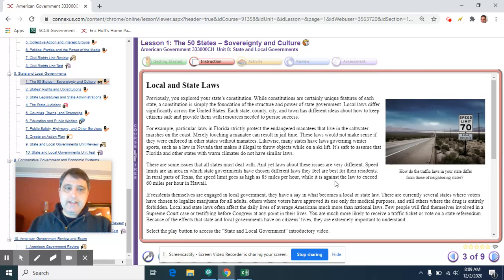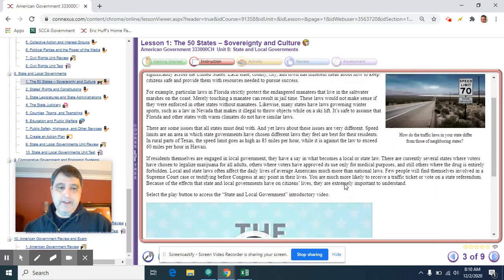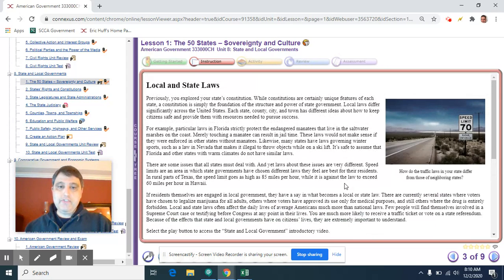Then in this slide here, we look at local and state laws. The laws are different from state to state. Some states have really high speed limits. Some states have really low speed limits. That's kind of the image here, but there's more to it than that. There's a lot of different laws. South Carolina has different laws about this versus Georgia versus North Carolina versus New York or whatever else. So all states have somewhat different laws.